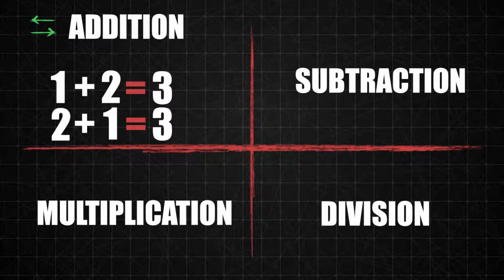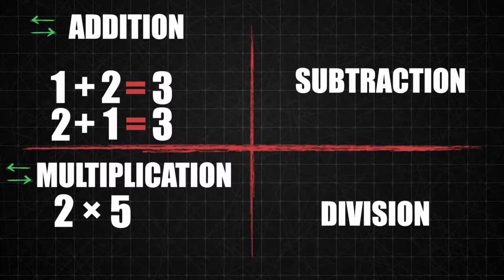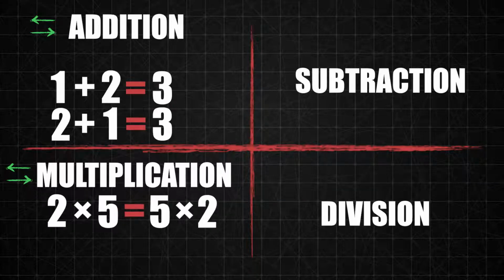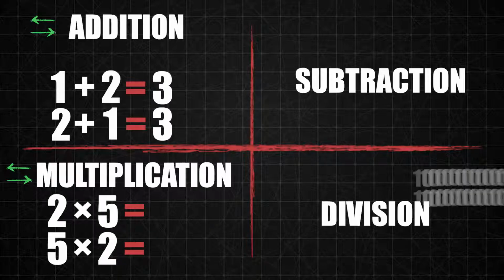And it's the same with multiplication. You can switch the order of the numbers in a multiplication problem and still get the same exact answer. 2 times 5 is the same as 5 times 2. In both cases, the answer will be 10.